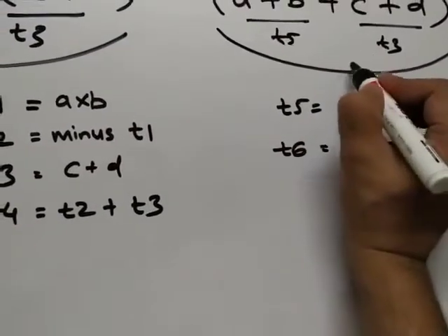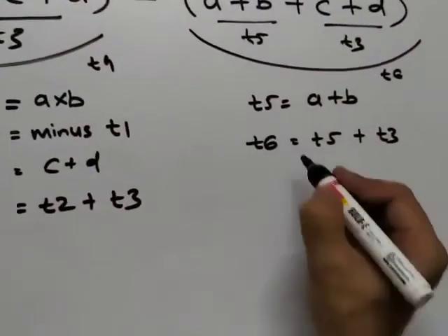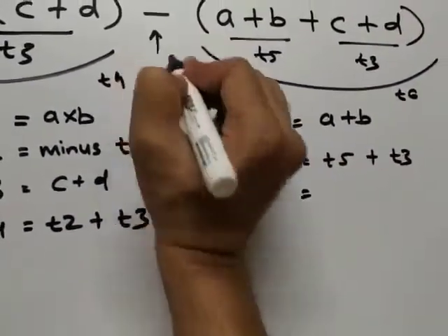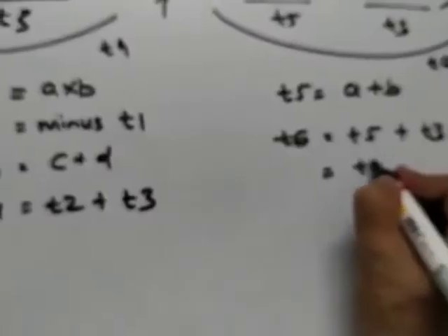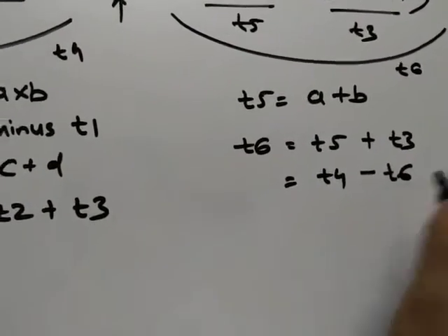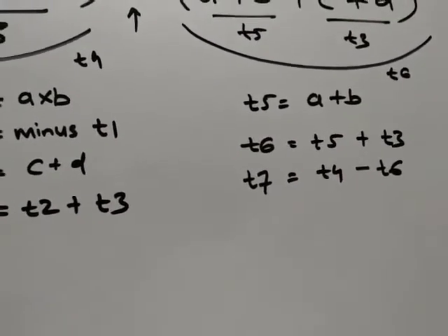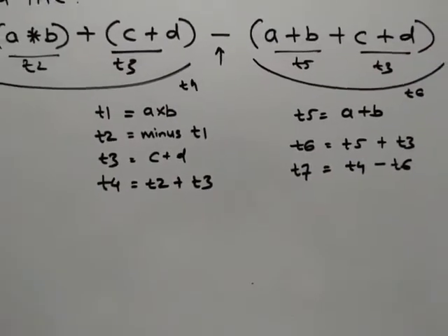Now this is represented by t6, and this whole part is represented by t4. So we will be simply subtracting t6 from t4. So t4 - t6, and we will be storing the result into t7. So this is how the three address code is obtained for the entire expression.